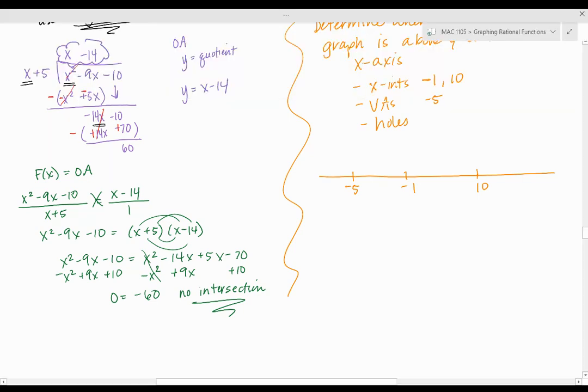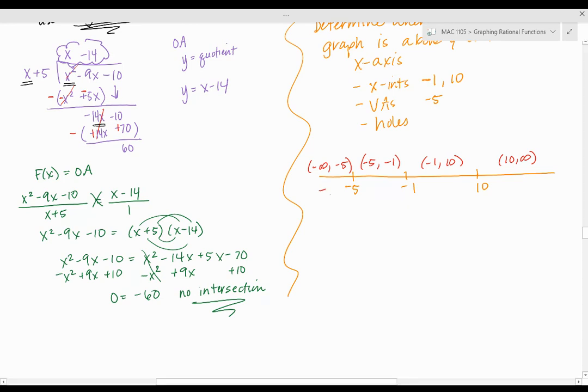Those intervals are -infinity to -5, -5 to -1, -1 to 10, and 10 to positive infinity. All right, now I need to choose test points. It doesn't matter what I choose. I just need to make sure I choose a test point that actually falls in that interval.